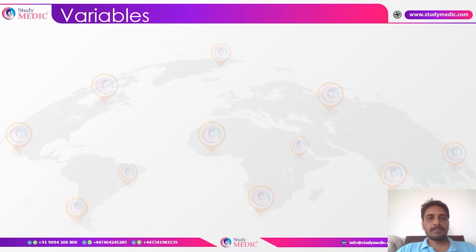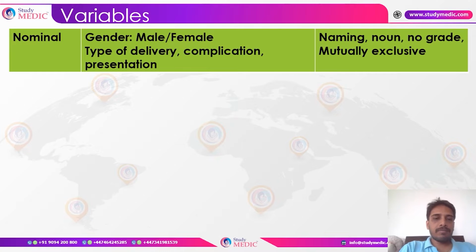Coming to the topic of variables. Variables are characteristics of interest that we observe in a sample. Now, variables can be classified and measured in various scales. The usual question that is asked is to identify these variables. For example, gender. What type of variable is gender? Either male or female. You can see that this is a naming variable. It has no grade, scale or order, and it is mutually exclusive. Such variables are called nominal variables.